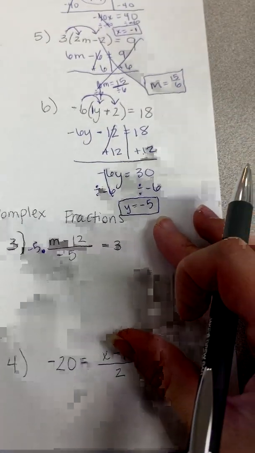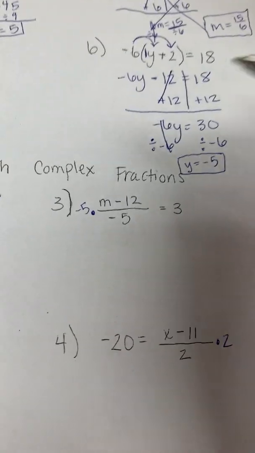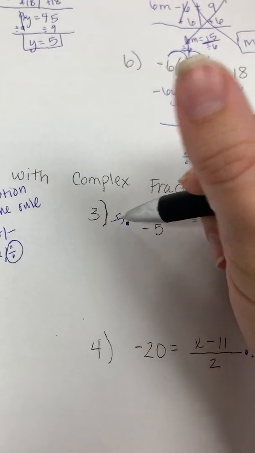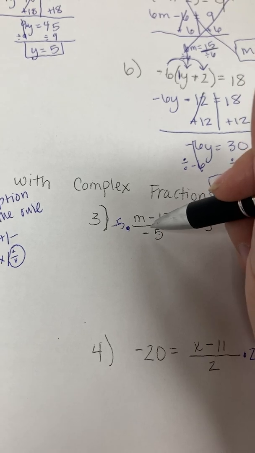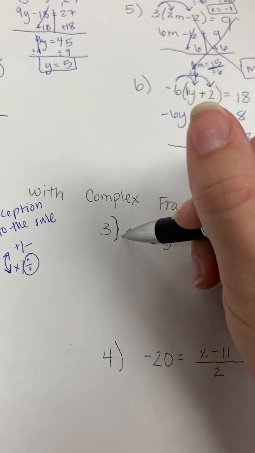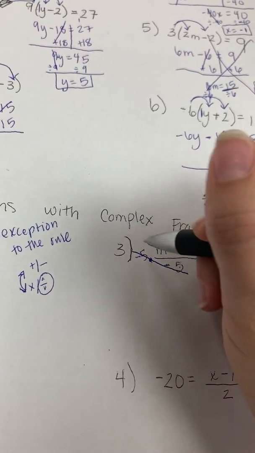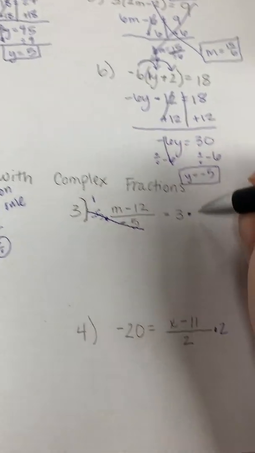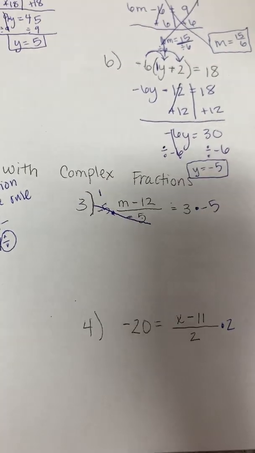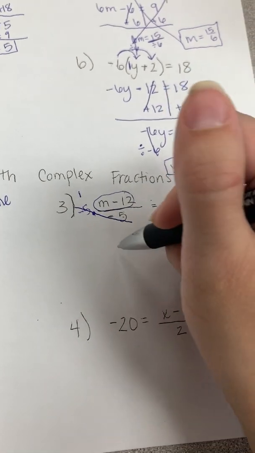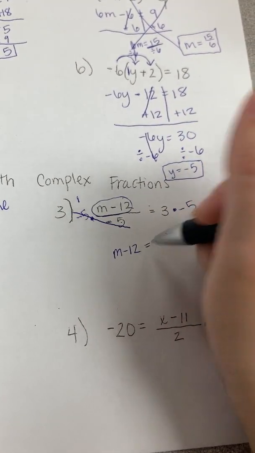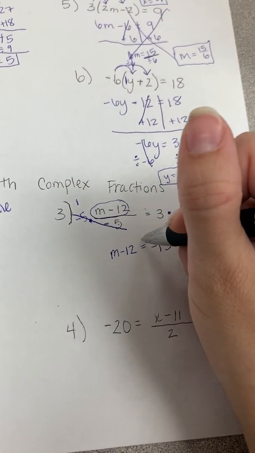Same thing over here. And I already started setting this one up. -5 times -5, because this is the number down here. If it's negative right here, it has to be negative up here. Those cancel out to be 1 times -5 over here. Bring down this whole thing. M minus 12 equals -15.